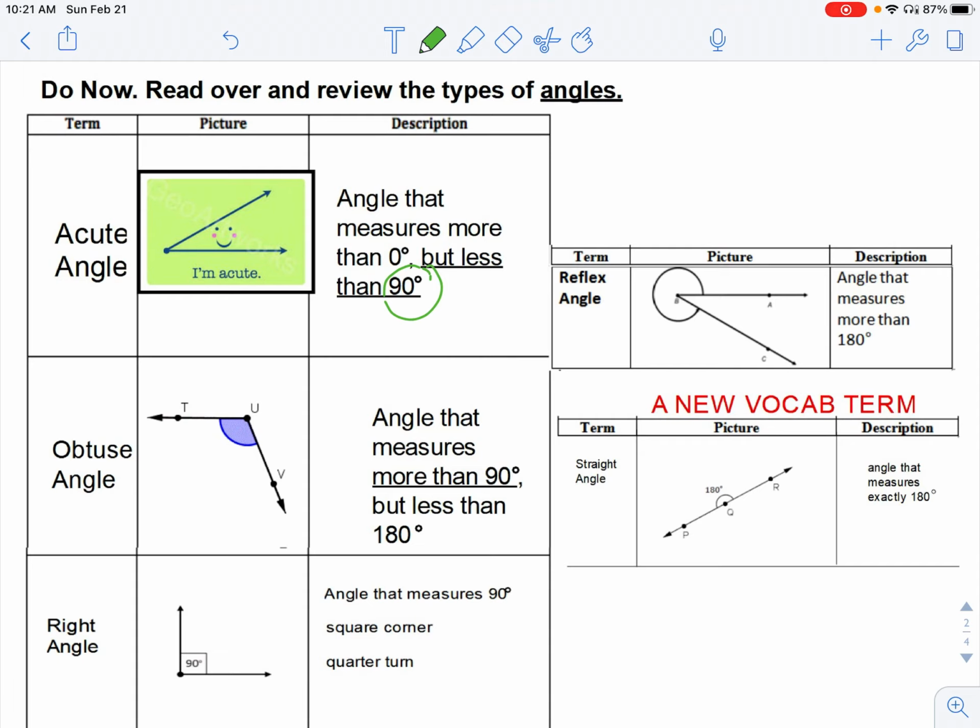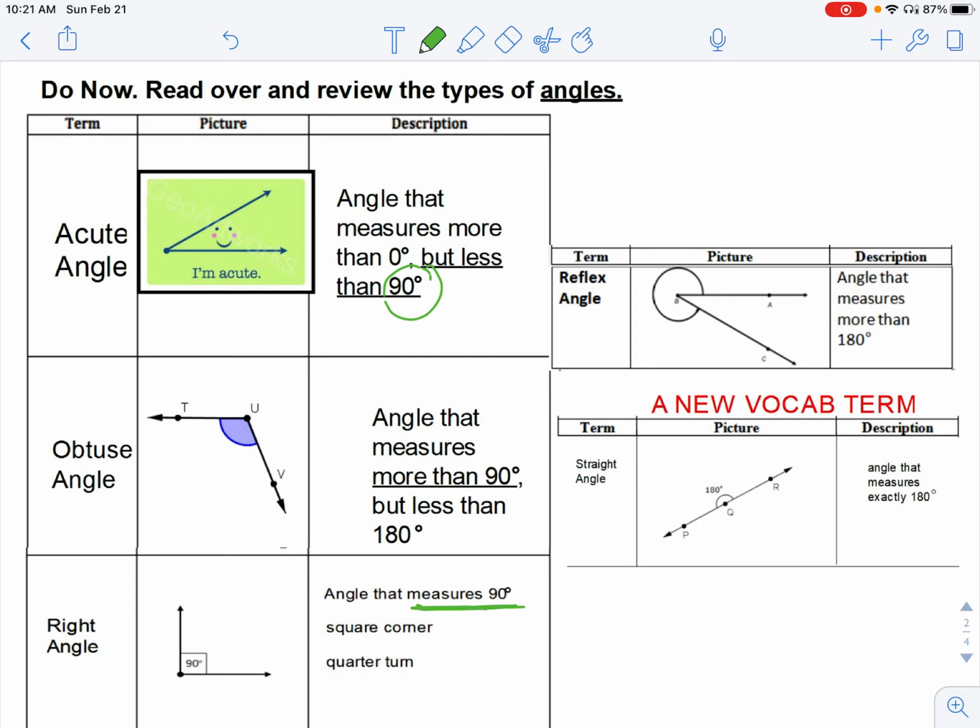An acute angle, I like to say I'm a cute little angle, and it's one that's small, measures less than 90 degrees. An obtuse angle, I always like to say it in that deep voice, is an angle that measures more than 90 degrees, but less than 180. And then, of course, our right angle is the angle that measures exactly 90 degrees.